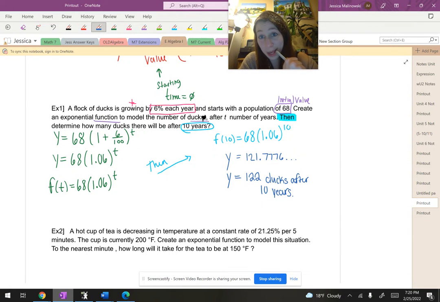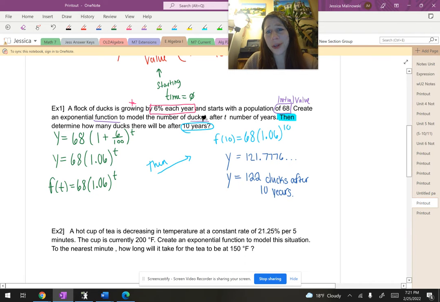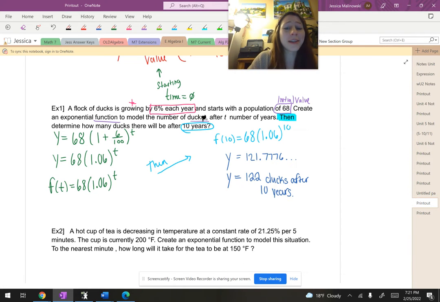As promised, example numero dos. Live from my house. A hot cup of tea. You know Keshko and their hot tea. We're good at that. Spilling tea all day long.